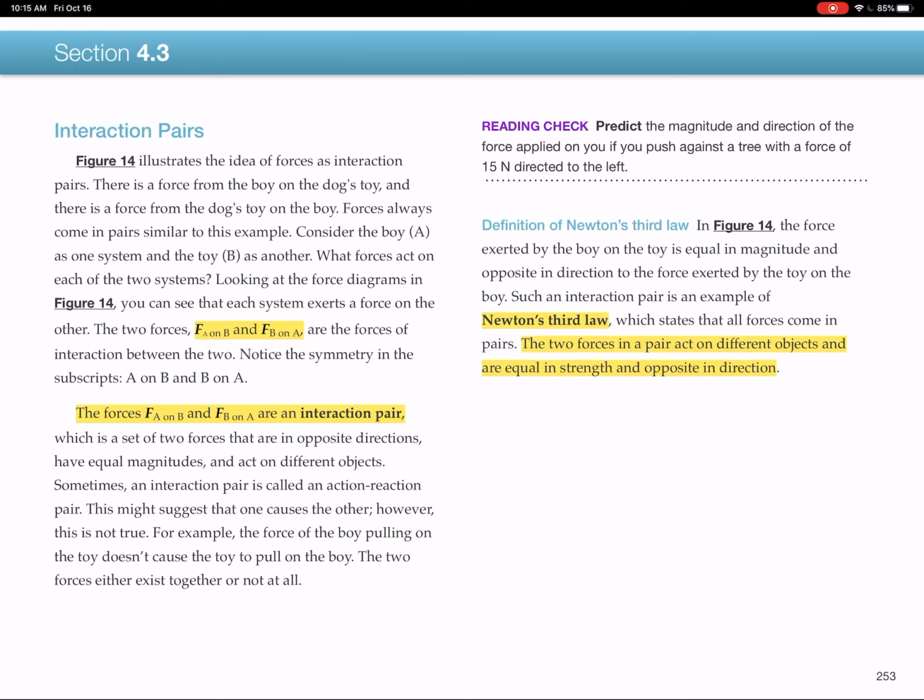In your equation sheet, you'll see the forces are denoted by subscripts. If you have two objects, A and B, then the force of A acting on B is equal and opposite to the force of B acting on A. This is an example of Newton's third law. It states that all forces come in pairs. Two forces in the pair act on different objects. They're equal in strength and opposite in direction.